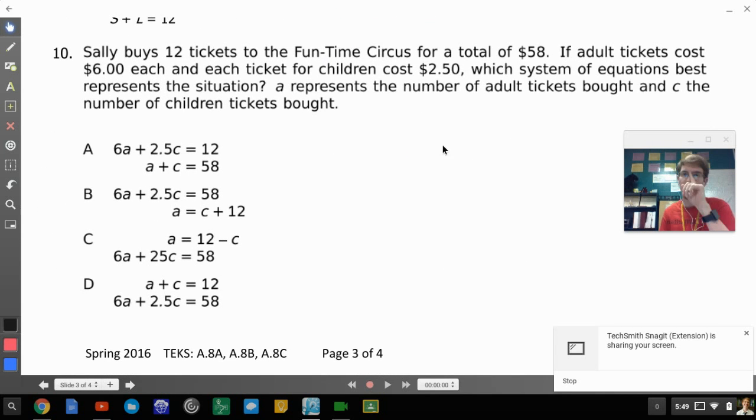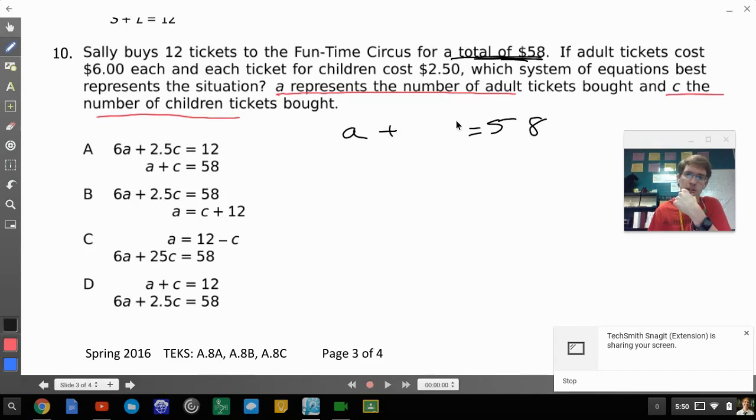All right. Sally buys 12 tickets to the Fun Time Circus for a total of $58. If adult tickets cost $6 each, and each ticket for children costs $2.50, which system of equations best represents the situation? A is the number of adult tickets, and C is the number of children tickets. Okay. Now let's first talk about this total right here. This is the amount of money they made that she paid. So she paid for adult tickets and children tickets. Children's tickets are $2.50. Adults are 6 each. So 6A plus 2.5C is 58. Hold on to that one.